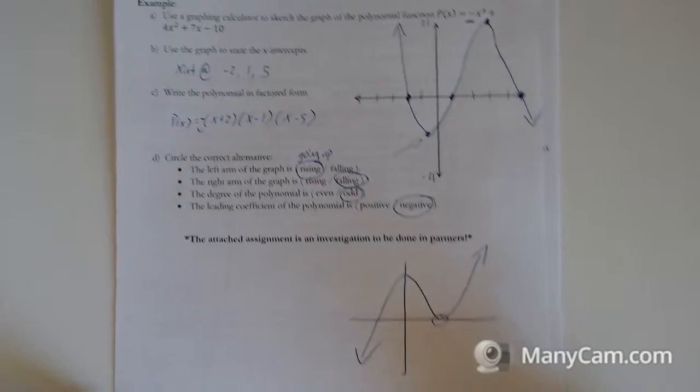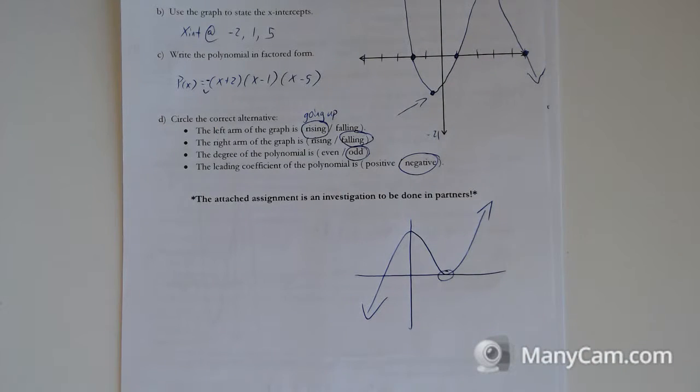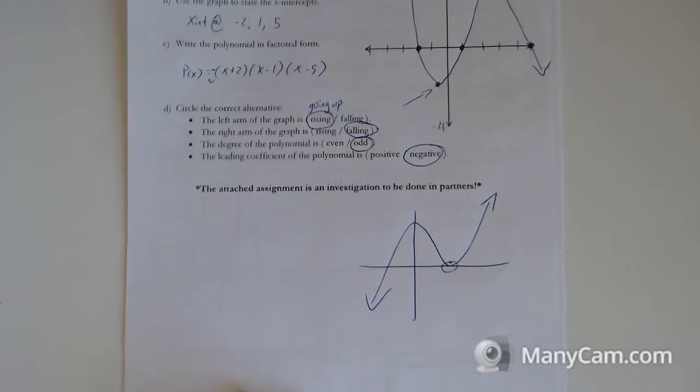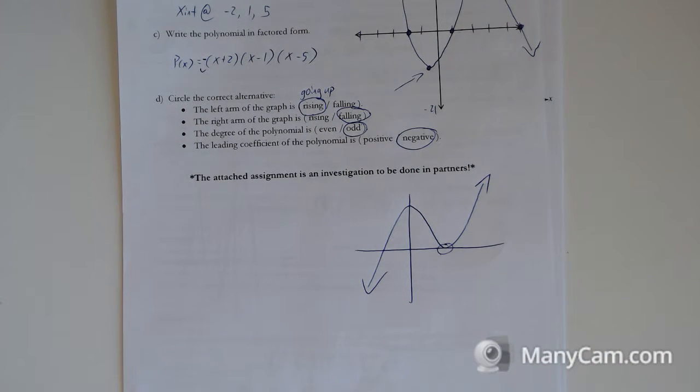Okay, that's it for this short lesson, only 15 minutes long. I'll do the homework. It says assignment to be done in partners. There's only 3 of you guys. If you want to work all together, you can. If you like to work individually, you can do that as well. Good luck.